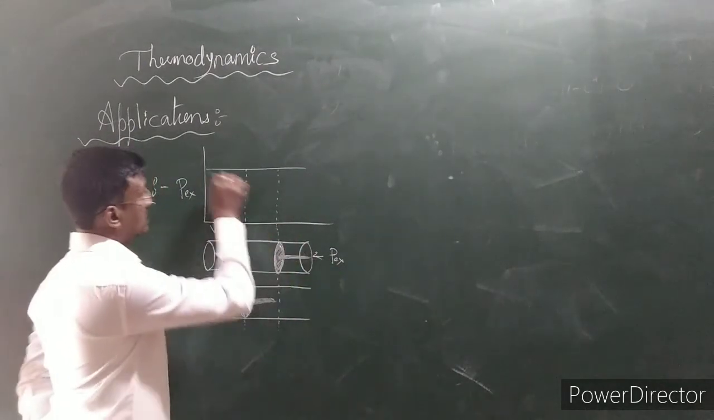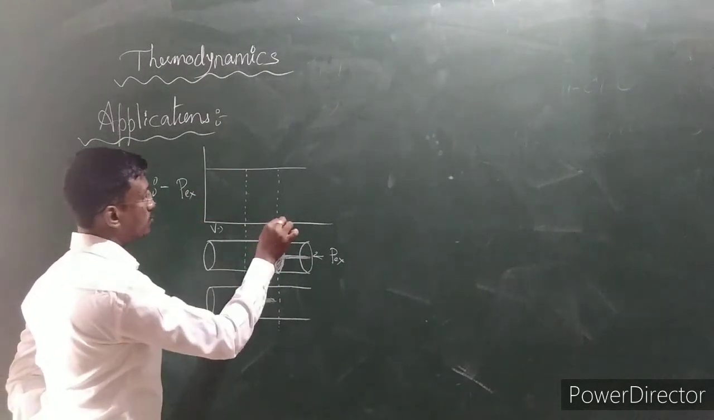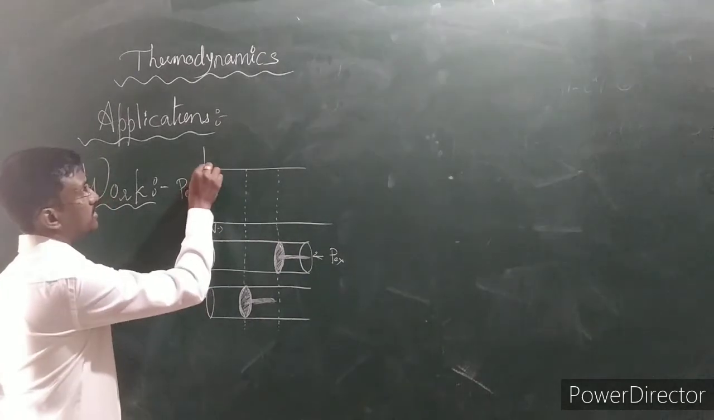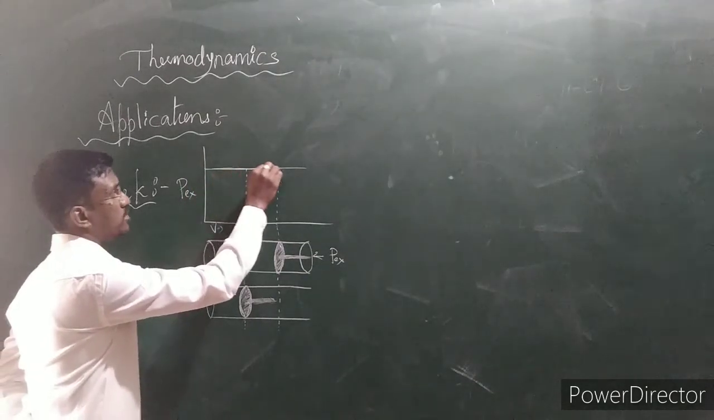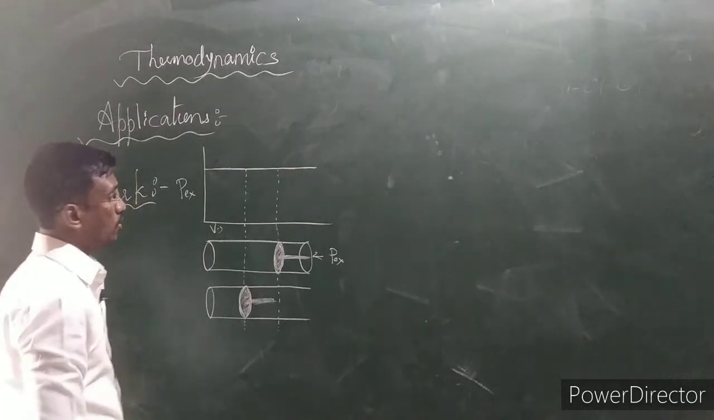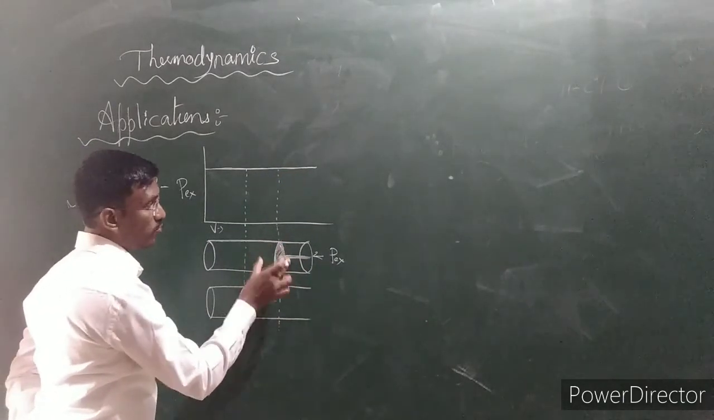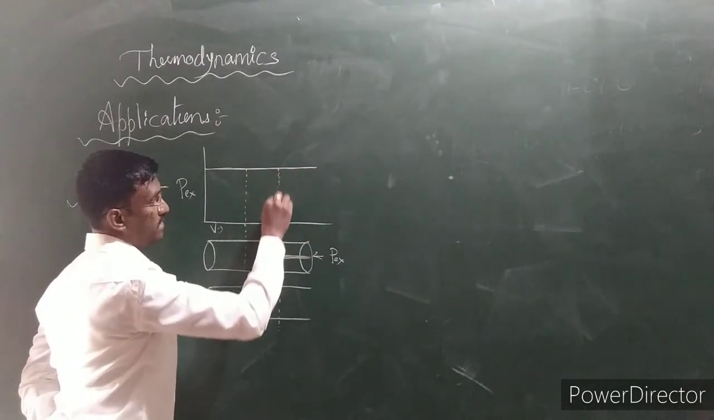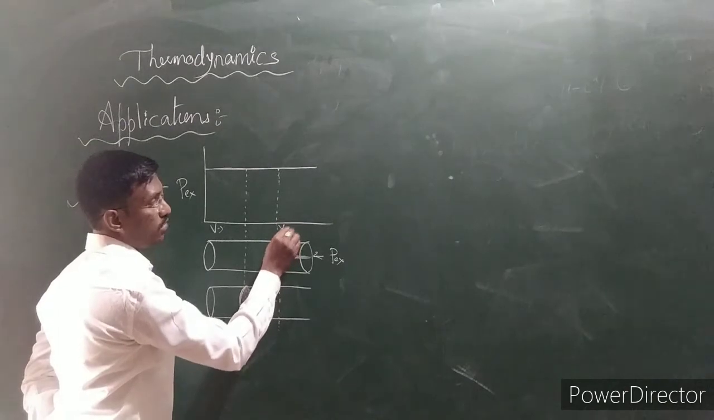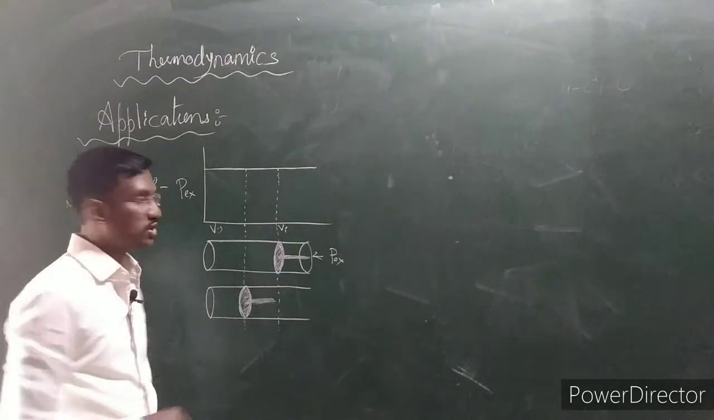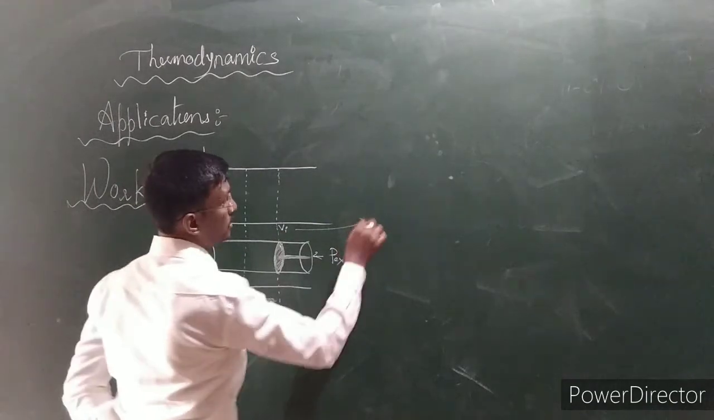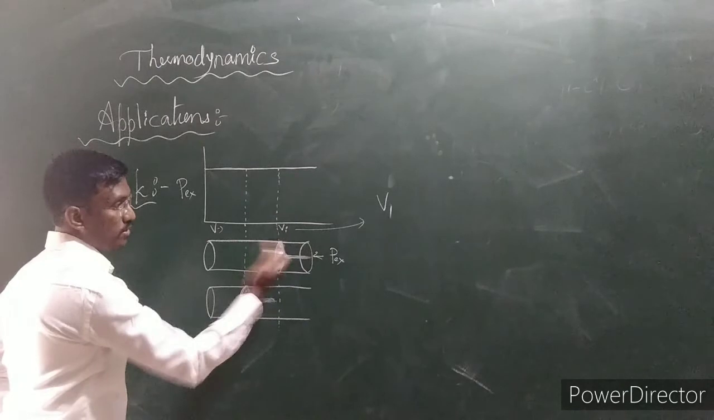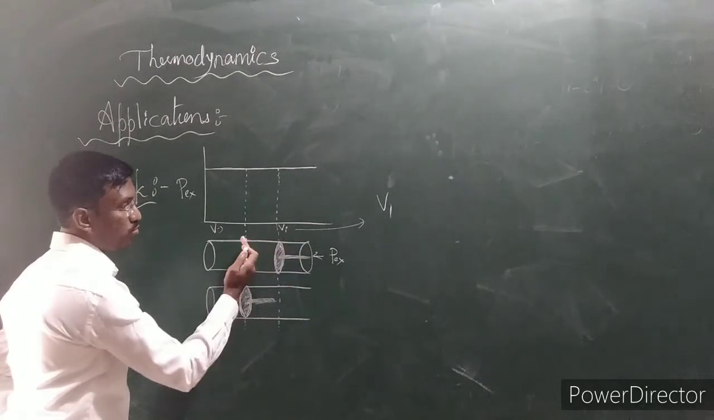So think here, I have this graph. This graph represents pressure versus volume. Here the pressure remains the same, meaning the external pressure remains the same. Before applying the pressure, it has a volume. This is called the initial volume. Vi is nothing but the initial volume, so I am going to call this V1. After applying the pressure, the piston moves.